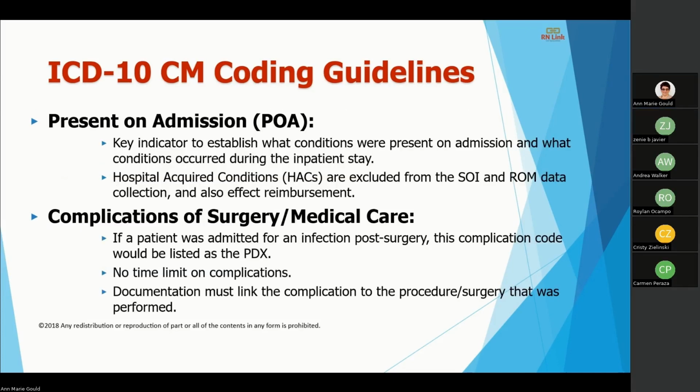All right. Present on admission, POA status. This is a key indicator to establish what conditions were present on admission or what conditions occurred during the hospital stay. Now, it's really important, like I mentioned, about your hospital-acquired conditions or HACs. If there is a HAC on the case, on your coding, it's excluded from your severity of illness and risk of mortality data collection. It can also affect reimbursement.